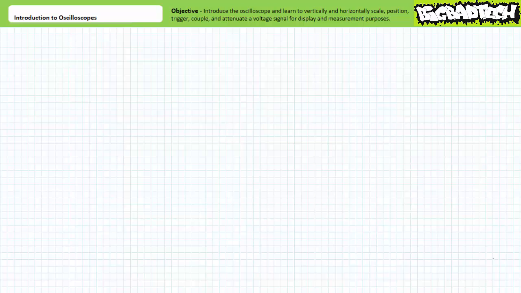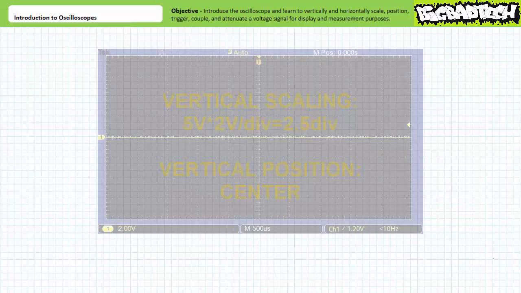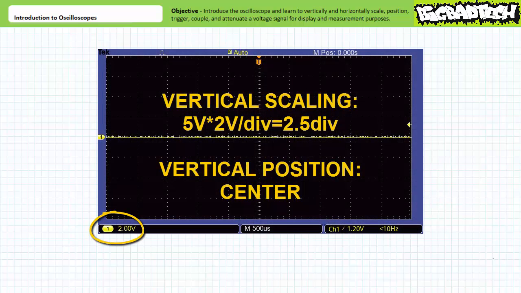Case in point. I know the test waveform has 5-volt pulses entirely on one side of the axis operating at a frequency of 1 kHz. Prior to hooking up the probe on channel 1, I set my oscilloscope up as follows. I'll use a vertical sensitivity of 2 volts per division. With 5-volt peaks, I know the test waveform will be roughly 2.5 divisions tall.